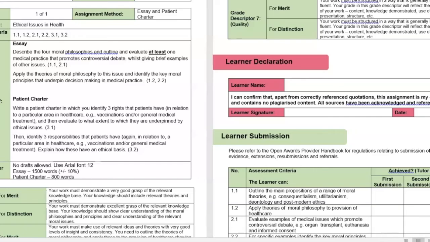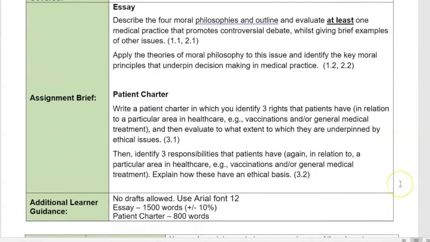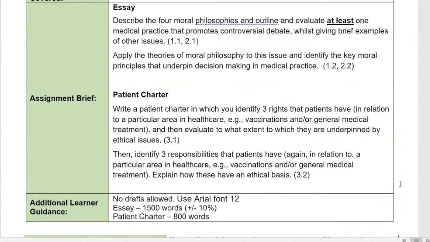Ethics assignment, two tasks. There's an essay of 1,500 words and a patient charter of 800 words.